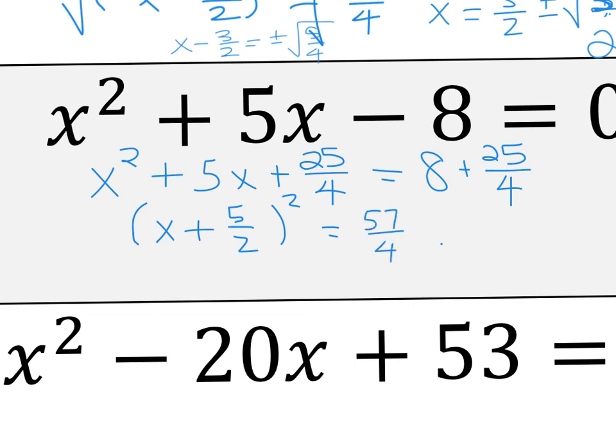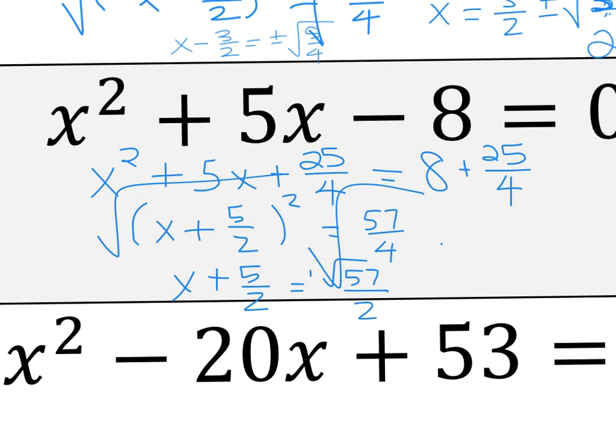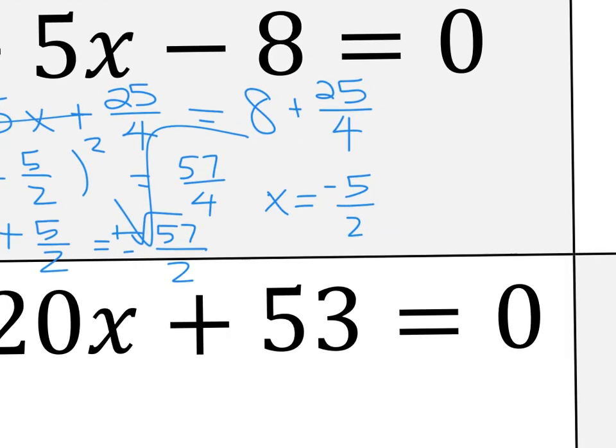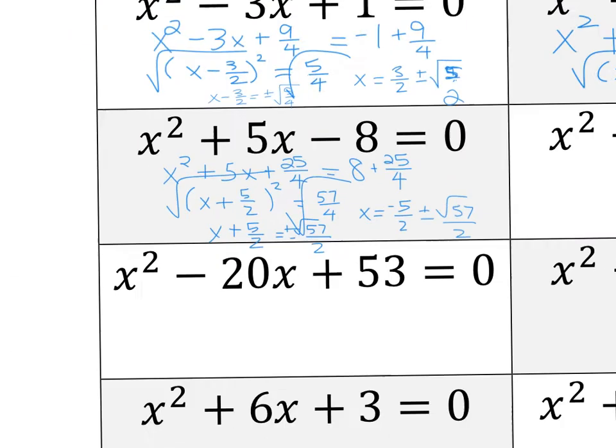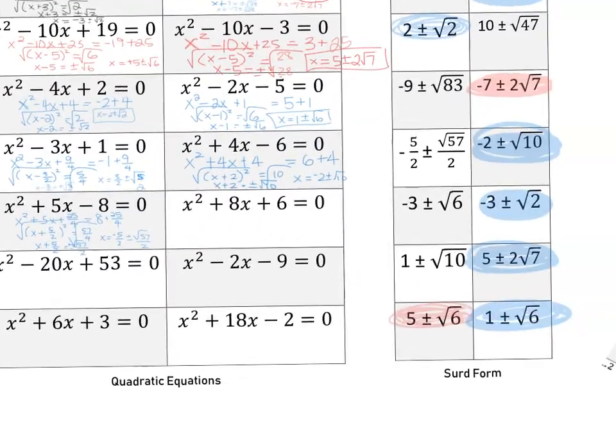And you notice that answer has 57 over 2 because when we take the square root of both sides, that 4 is a perfect square. So it's going to say the square root of 57 over 2 plus or minus. So all I'm going to do is move the 5 halves to the other side and subtract it. And it's going to say plus or minus the square root of 57 over 2. I know it looks really ugly. Why would you want to leave an answer like that?